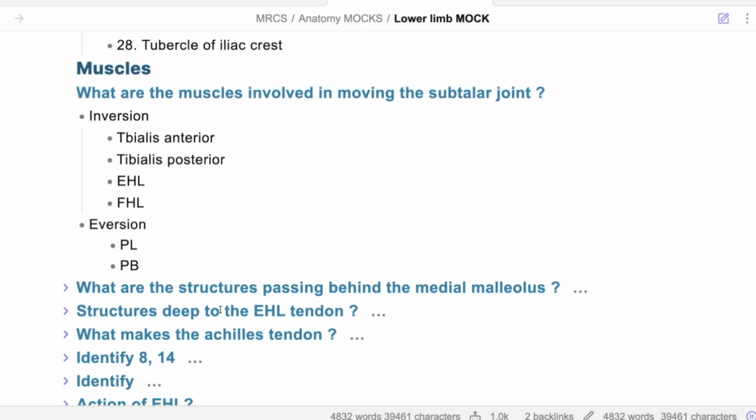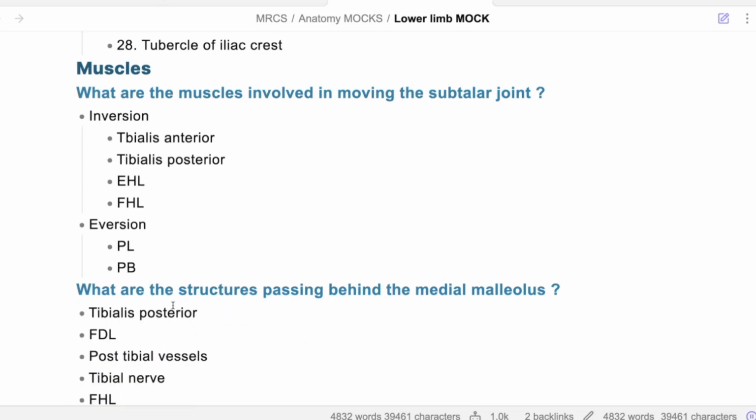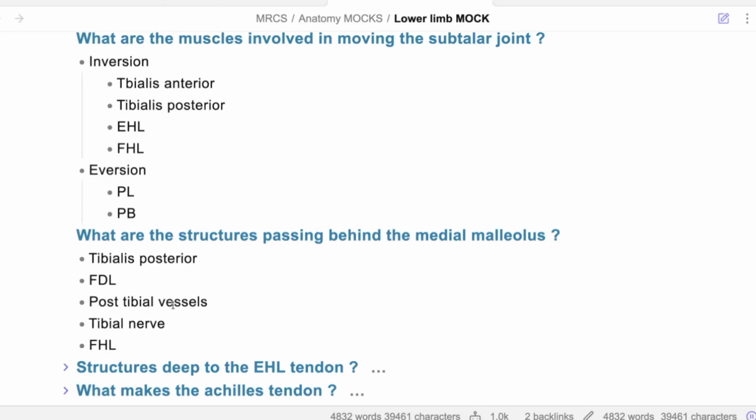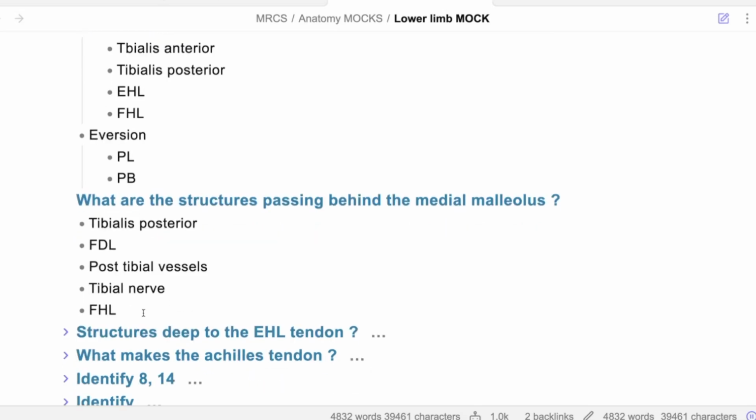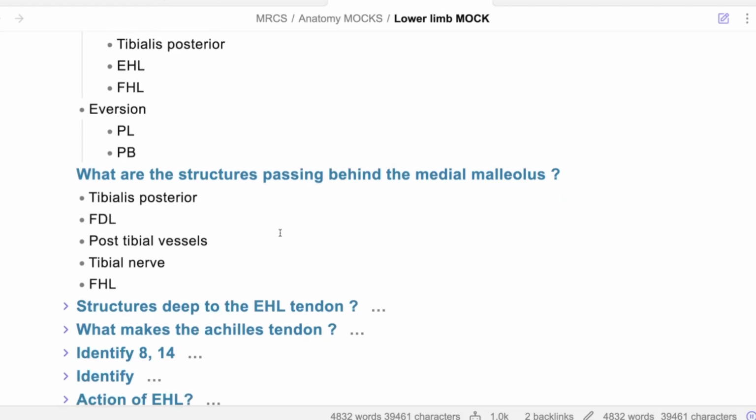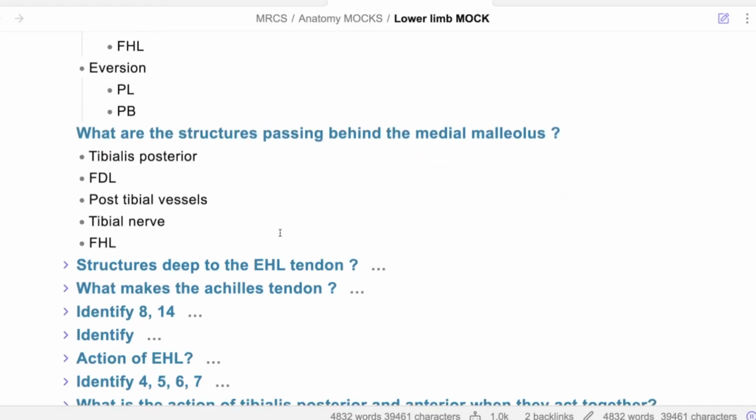What are the structures behind the medial malleolus? Starting from anterior to posterior, it is the tibialis posterior, the flexor digitorum longus, the posterior tibial artery, the tibial vein, the tibial nerve, and finally the flexor hallucis longus. Yeah, tibialis posterior, flexor digitorum longus, posterior tibial vessels and nerve, and flexor hallucis longus. And obviously this is the mnemonic, Tom, Dick, and Harry. Yes. Okay.